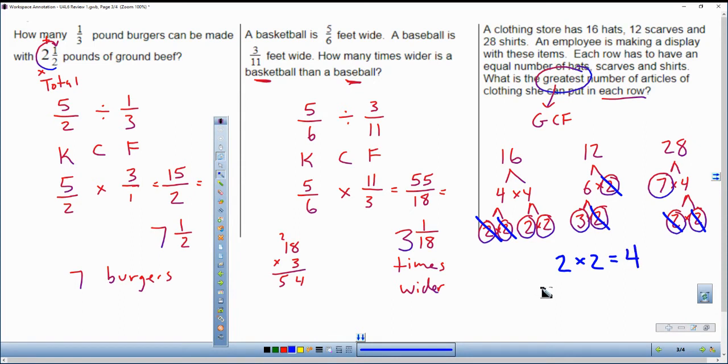All right. So the answer would be 4. The GCF is 4. It would be 4 articles per row. It's nice to know. So it'd be 4 rows of hats, 3 rows of scarves, 7 rows of shirts. Okay.